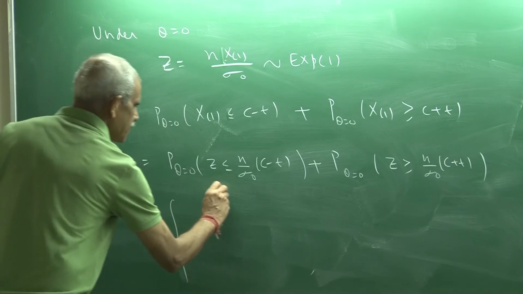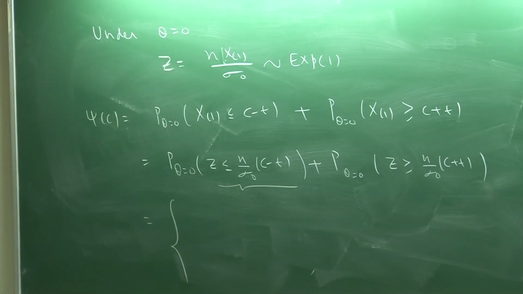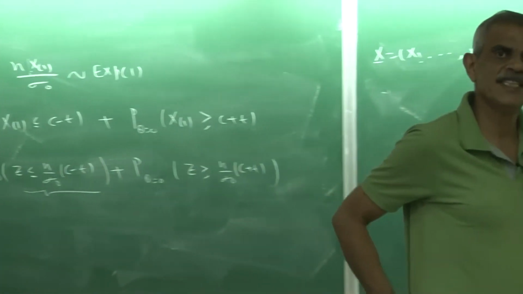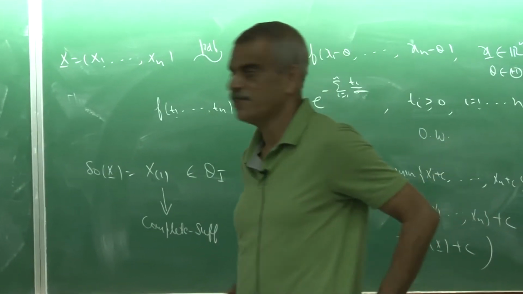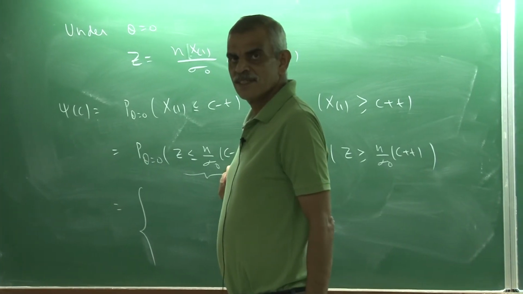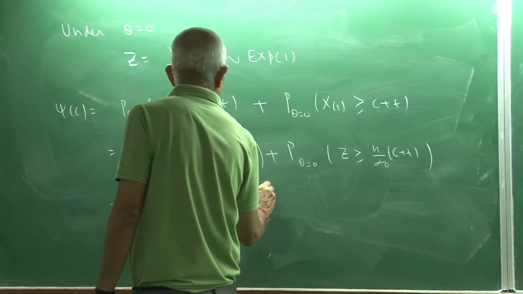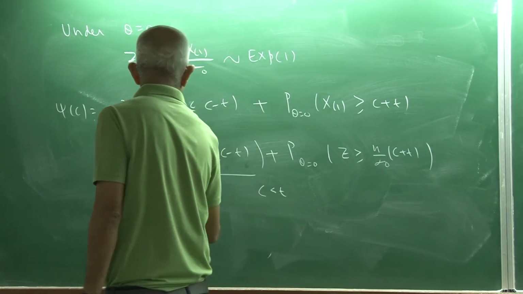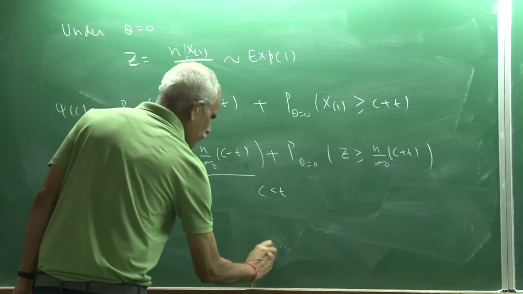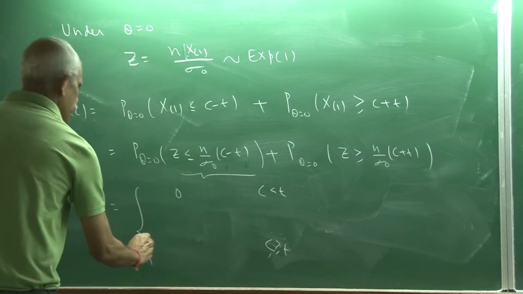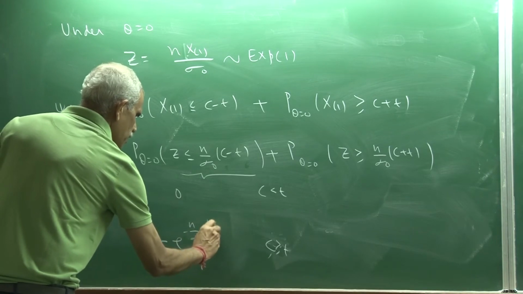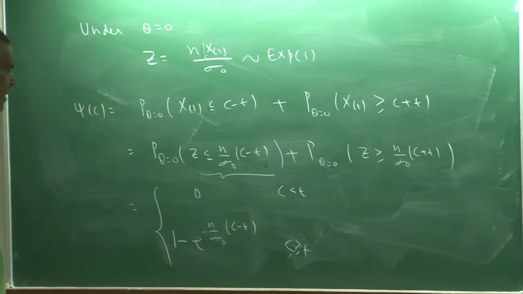Let us first try to see this. This is exponential. What is the distribution function of exponential of z? It is 1 minus e to power minus z if z is greater than 0. For z less than 0, this is 0. So that means if this quantity is less than 0, then this is 0. So that means for c less than t, this is 0. What would be for c greater than or equal to t? This would be nothing but 1 minus e to power minus n by sigma naught (c minus t). All right?